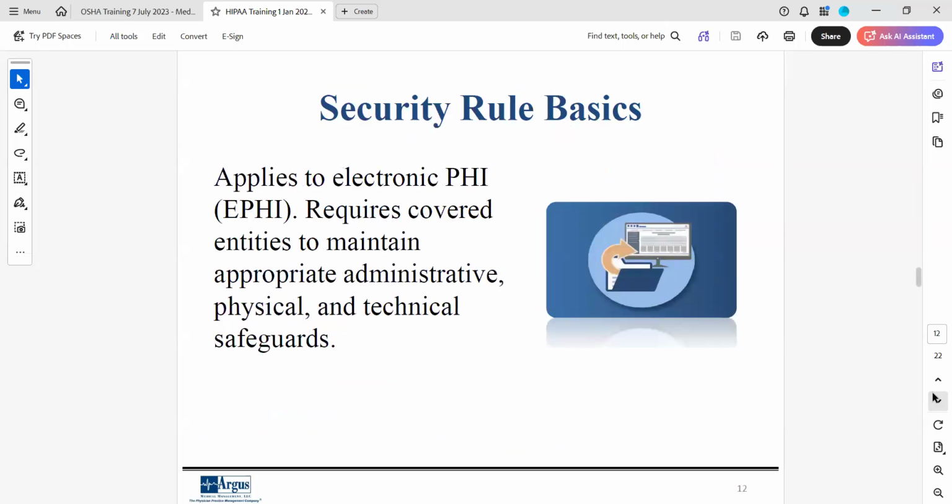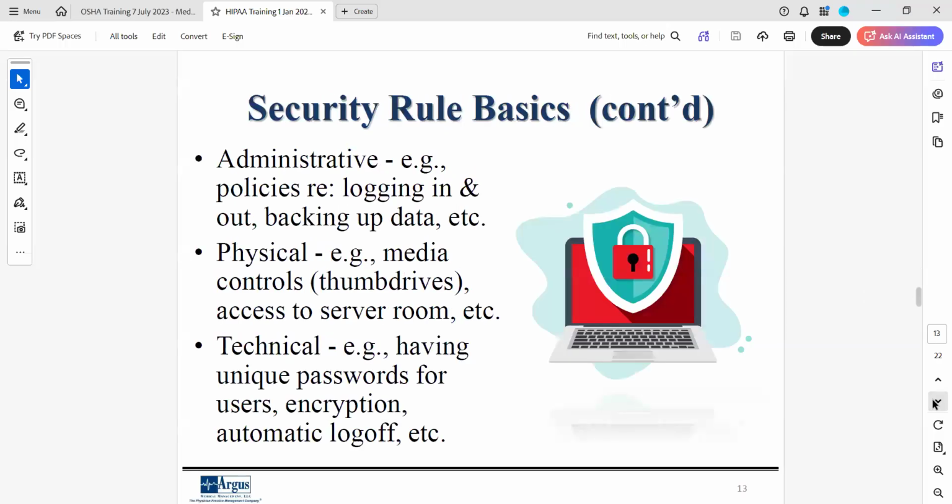Security rule basics. This applies to electronic protected health information, as you will hear, ePHI. And it requires that entities maintain the appropriate administrative, physical, and technical safeguards that are going to protect the patient's health information. In other words, for administrative, are there policies in place regarding logging in and out, regarding backing up data, regarding anything that staff would need to do?